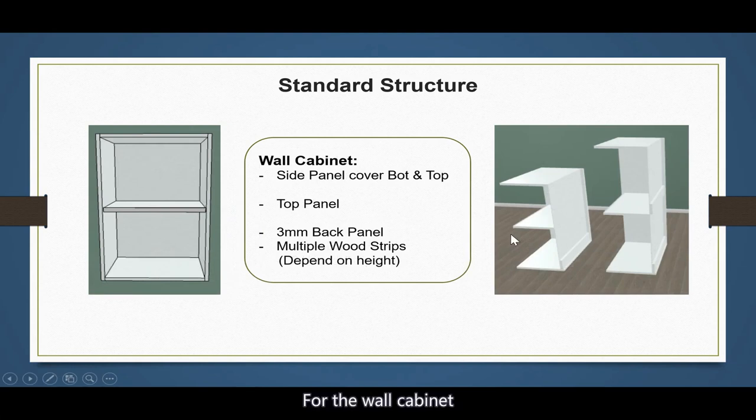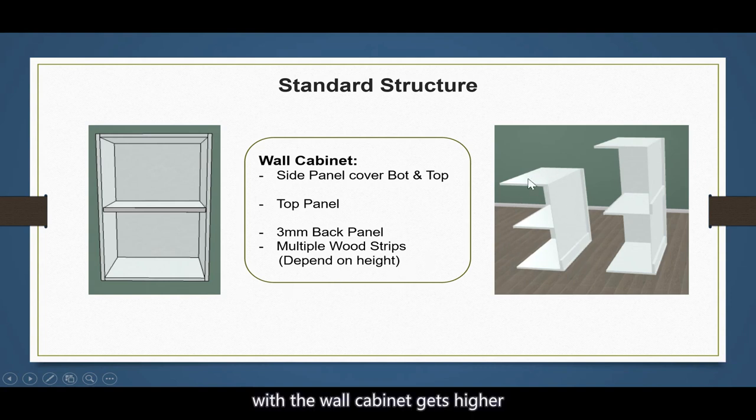And for the wall cabinets, the big difference is that they have top panels here, but it's still a similar structure to the base cabinets. The left and right side panels still cover the top and the bottom parts. And still we have the 3 millimeter back panels and these wood strips. Since we have a full top panel like this, we do not have a front aluminum rail or wood strips on the front sides, but we have wood strips on the bottom sides. And it depends on different heights.